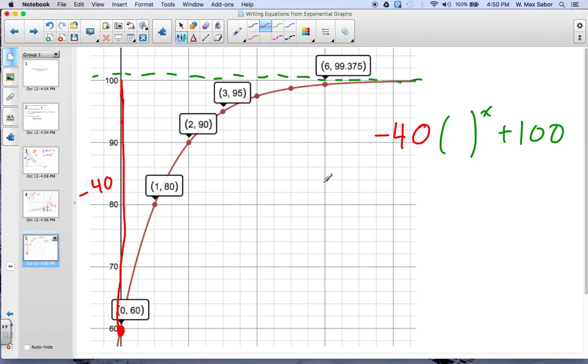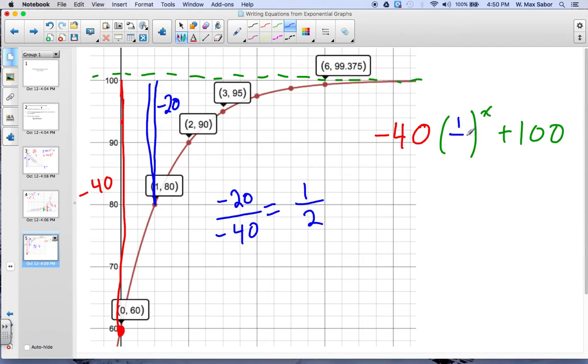Lastly, we want to say, okay, what are we multiplying by every time we go right 1? Well, from -40, we're going to -20. We're going down 20. So if we say down 20 divided by down 40, that will give us 1/2. So y equals -40 times 1/2 to the x plus 100. This is the exponential function.